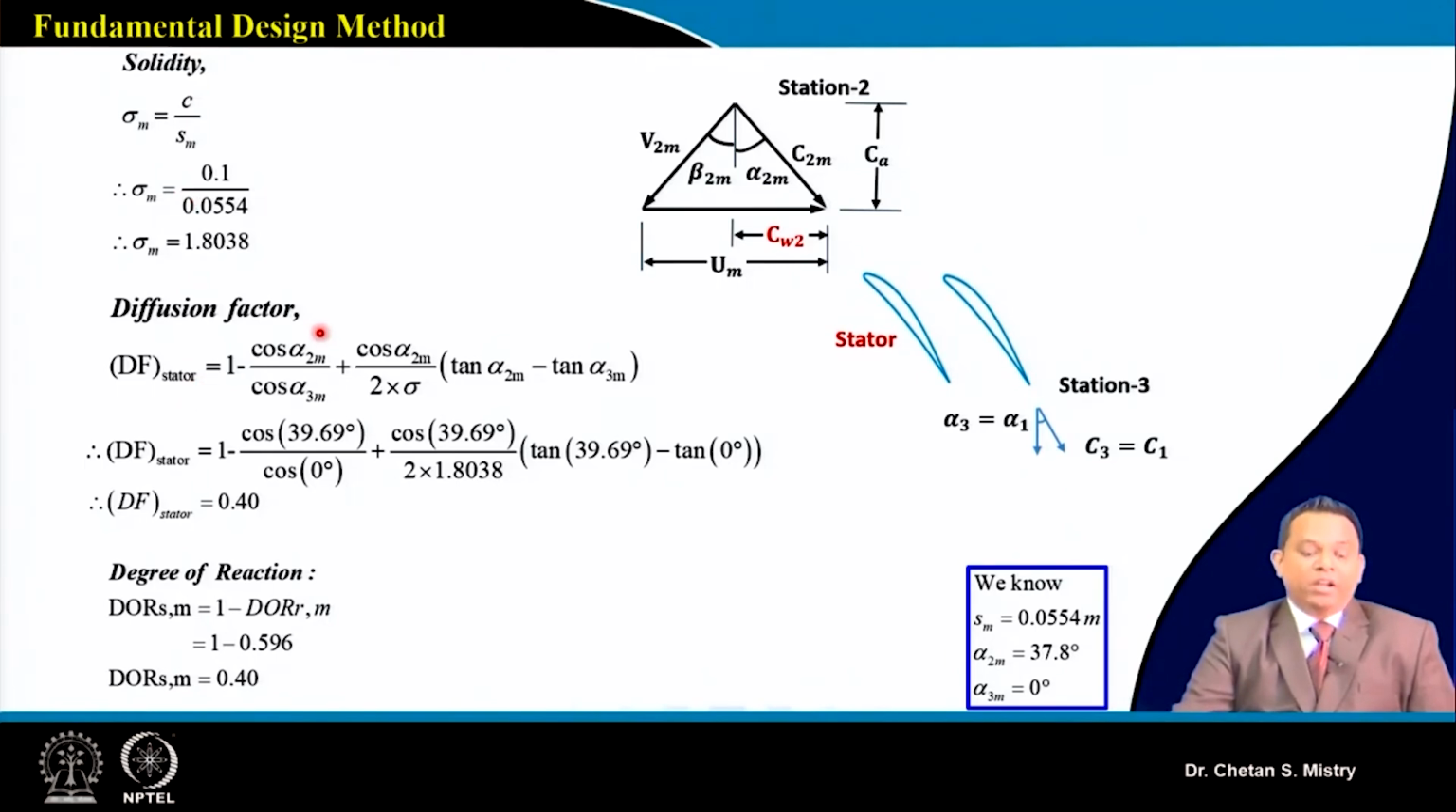Again, this is to remind what angles we are putting. For the rotor we are taking relative flow angles, and here we need to take absolute flow angles. That's a change in the formulation. If we calculate our diffusion factor for the stator, it comes to 0.40. And the degree of reaction, as we have discussed, is 1 minus the degree of reaction of my rotor, so that gives me a degree of reaction of 0.4.